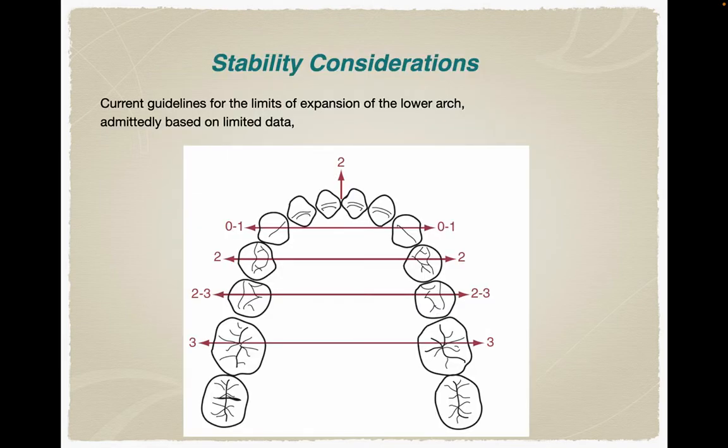Now, stability consideration. We talked about the aesthetic consideration of extraction or expansion. Now, what about stability? From what we covered, we know that extraction does not increase stability. However, we have this diagram again from Proffit's textbook, and again, it's from limited data. Limited data, that's not strong evidence. What he found is that if you procline the lower incisors by 2 millimeters, that will be stable. If you expand the intercanine by 1 millimeter, that will be stable. But look here at the intermolar: you can expand by 3 millimeters and you should be fine.